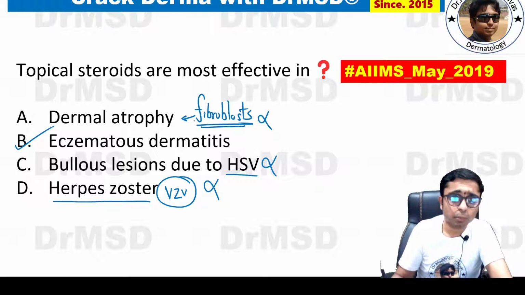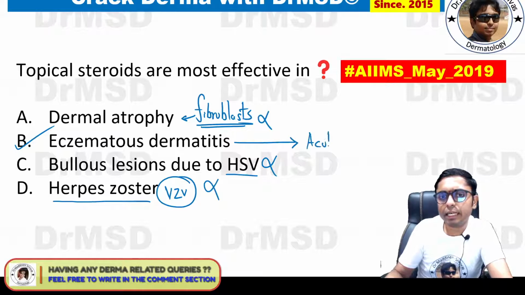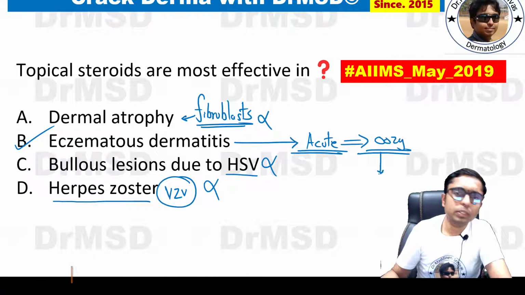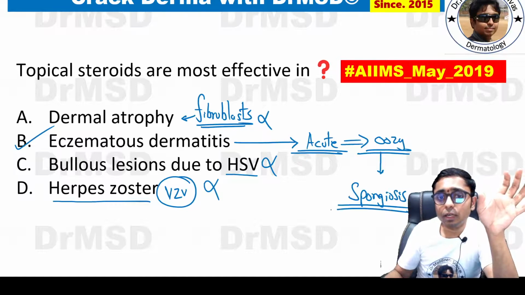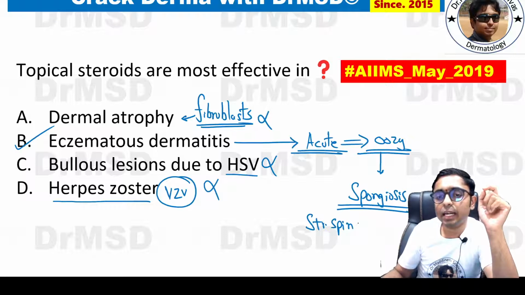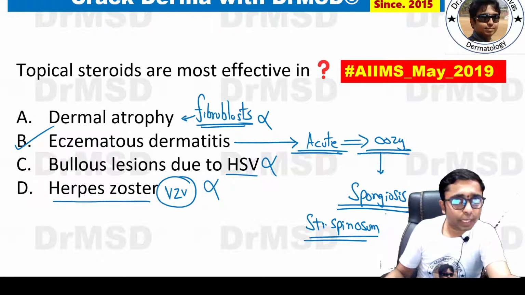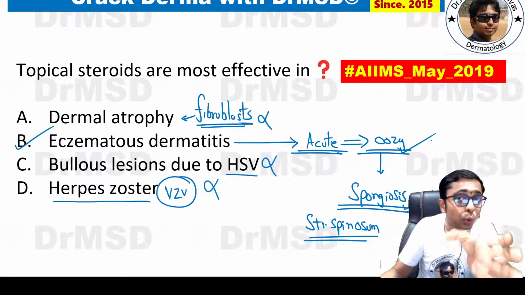Yes, topical steroids are most effective in eczematous dermatitis, and in the acute phase of eczematous dermatitis, the patients are going to have oozy lesions. This oozing is basically because of the presence of spongiosis. Spongiosis will be present in which part of the epidermis? Yes, it is the stratum spinosum. In the stratum spinosum, there is going to be a collection of fluid, which is spongiosis, and this will clinically manifest with oozing.